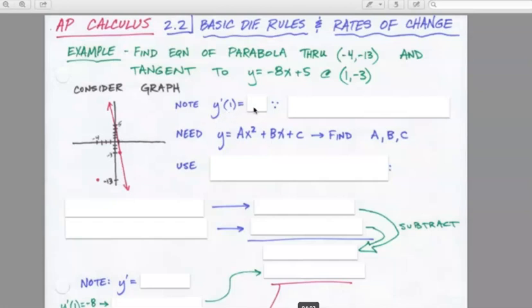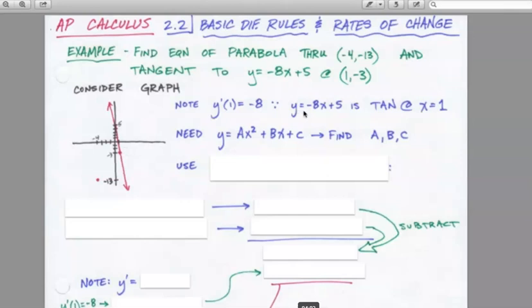So in other words, y prime of 1, what does that equal? Okay. What does that equal? Equals -8. This tells me that the slope of this tangent line will be equal to the derivative at that particular point of tangency. Okay. Why is that true? Because y equals -8x plus 5 is tangent at that point.